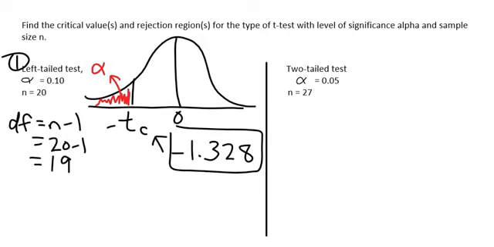Now let's establish our rejection region. Remember that if I grab the value for my t-test, and it falls in this region here, then I'm going to reject my null hypothesis. So we would say that the rejection region is when t is less than my critical value.